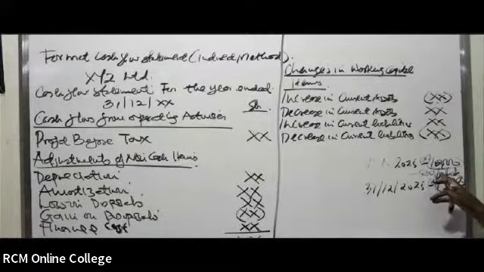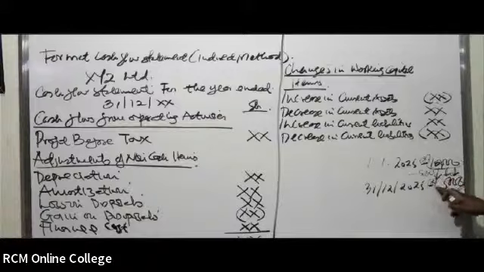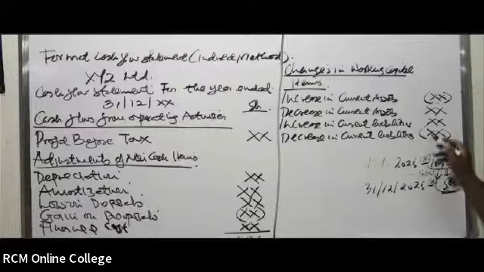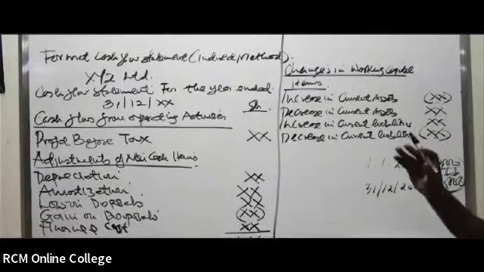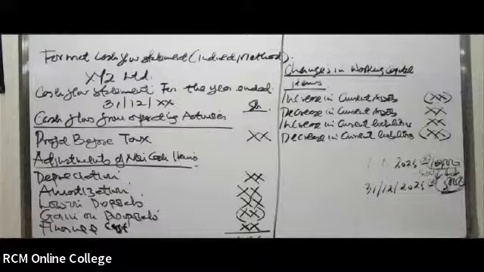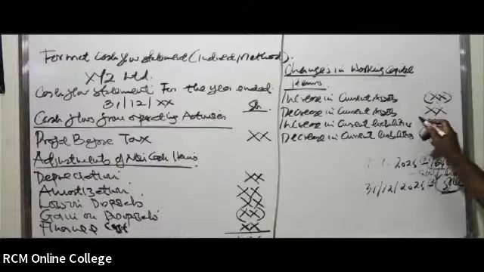Then if you open with 10 and by the end of the year you have 5, it means you must have sold some. Therefore, it means you've gotten money. Some stock has gone out, so you must have received some money. And therefore, you add, it is an inflow.